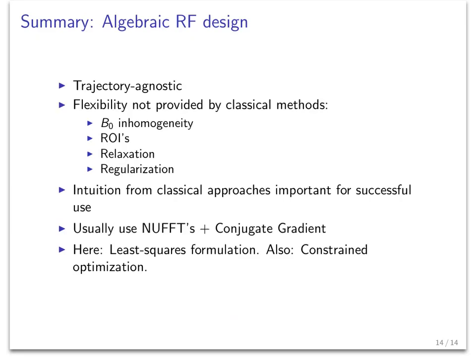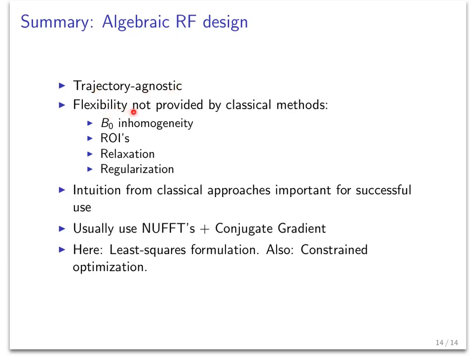So to summarize, algebraic, or least squares, RF design has a lot of flexibility and a lot of power to it, and so it's trajectory agnostic. It doesn't care what k-space trajectory you put into it. It's not based on any one trajectory, so you can put anything for k that you want. It's up to you to make sure that k fully samples k-space, right?